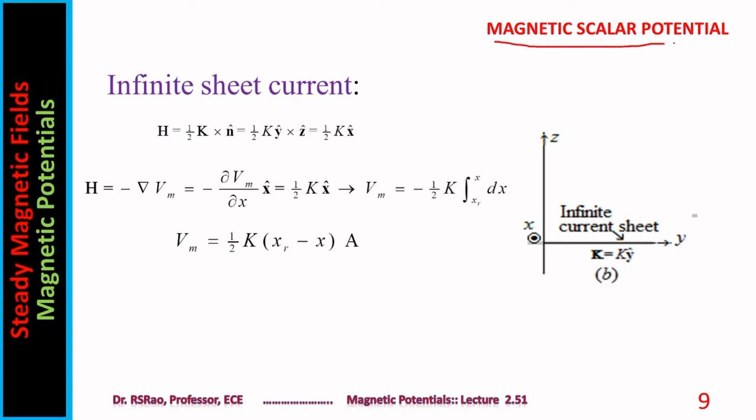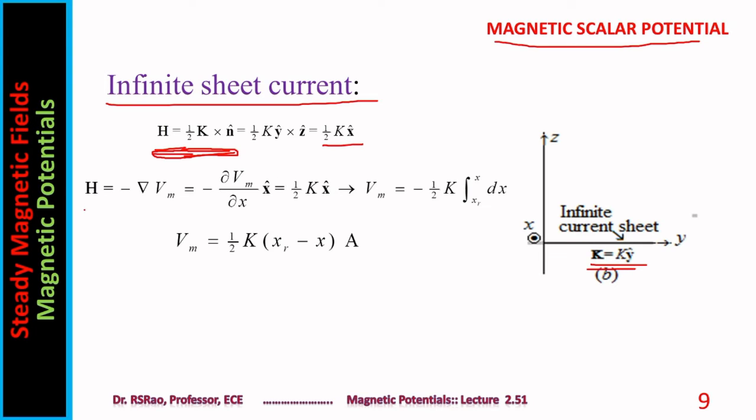Now, magnetic scalar potential for an infinite sheet current. We assume the sheet current is over the xy plane, with current in the y direction. Now H is half K cross n cap. How this expression comes from Ampere's circuital law, one can find within no time: H equals half K cross n cap. N cap is the unit vector perpendicular to the sheet. When we apply it to the present situation, it becomes half K x cap.